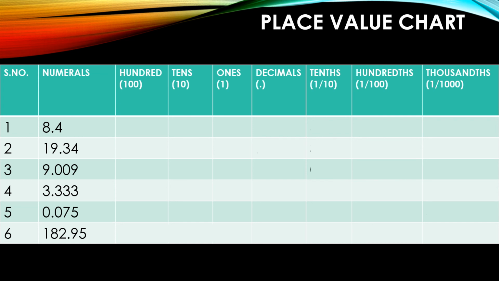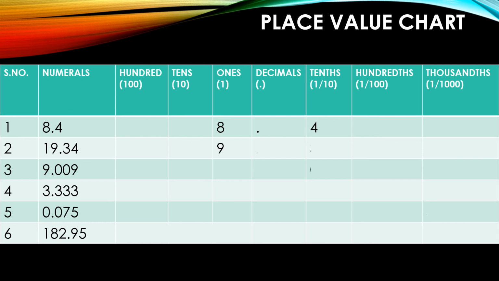Let us solve one more question. Show each of the following decimals on a place value chart. First, you make a place value chart like this. Question number 1. 8.4. See, 8 is a 1 digit whole number. So it comes in ones place. Then write the decimal sign in decimal column. And write 4 after decimal in tenths place.